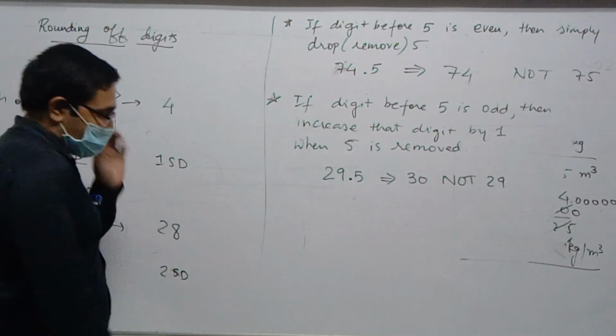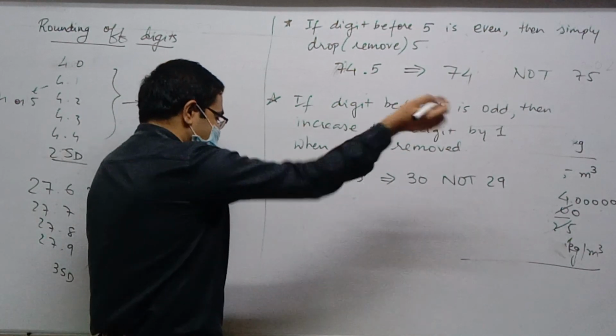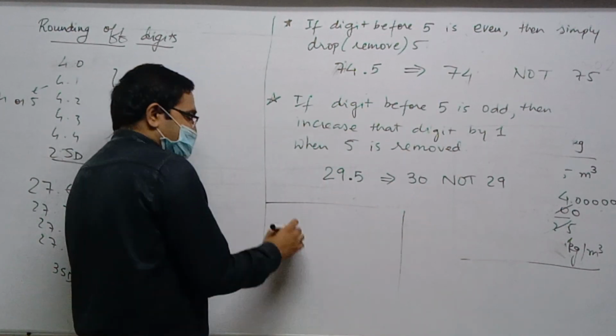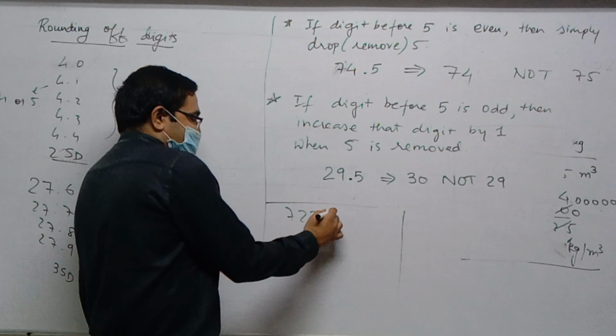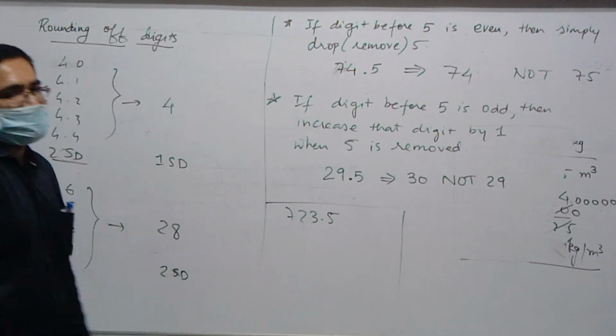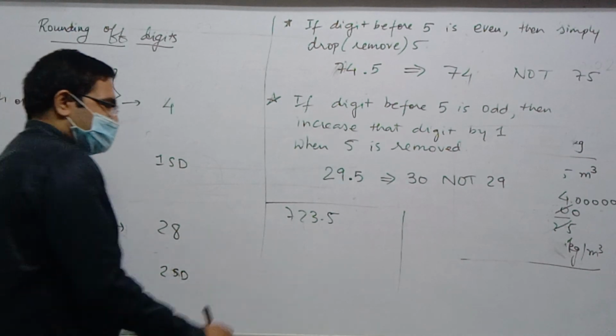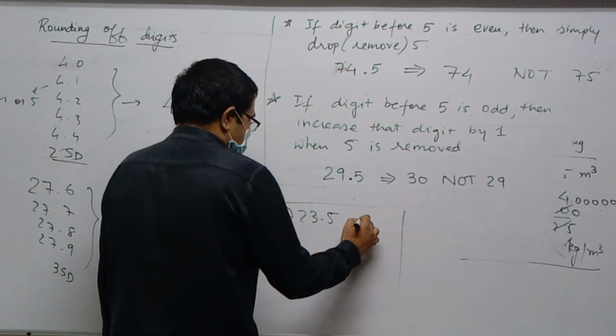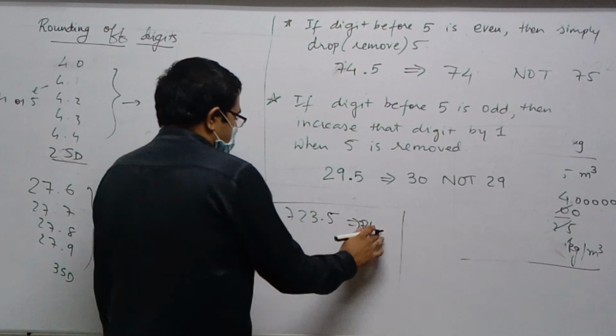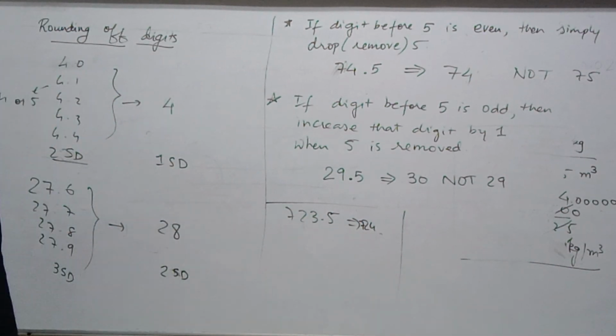Okay. One more to try. Suppose someone gives you 723.5 and you want to round it off. It should become 723 or 724? 724. Clear? Yes. Sure? Yes. Because 3 is odd. Understood the rule?